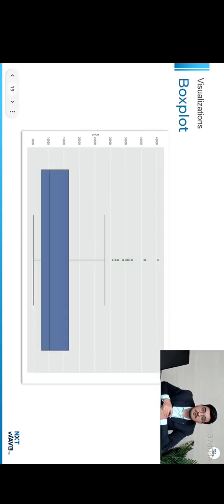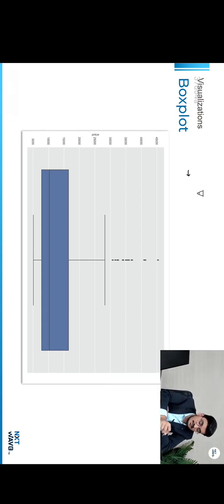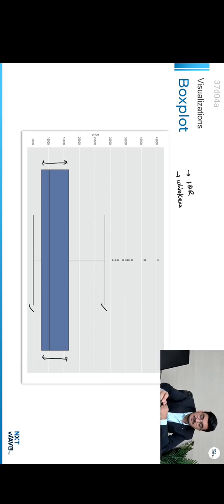Now let's talk about the box plot. A box plot helps us to plot two things. First is the IQR, which is this box represented here. This box represents our IQR, which is the interquartile range, and these lines are the whiskers. So the major purpose of using a box plot is to understand the distribution of our data and also to detect outliers.